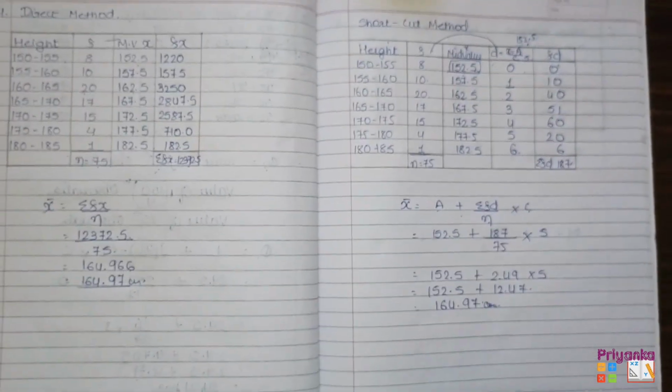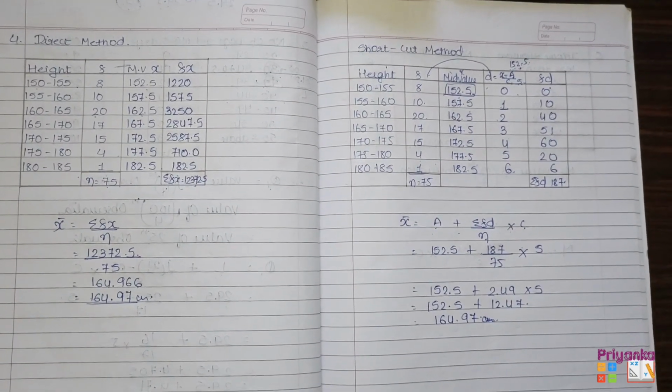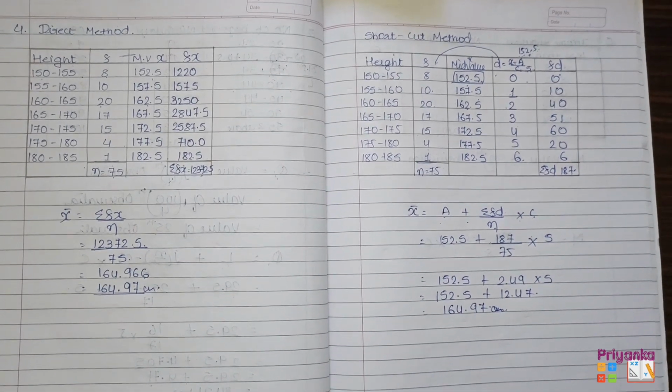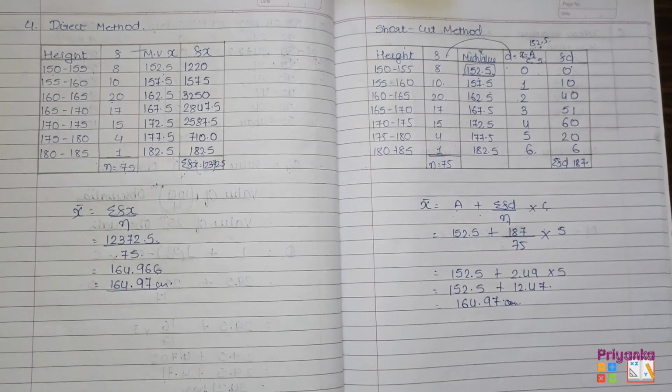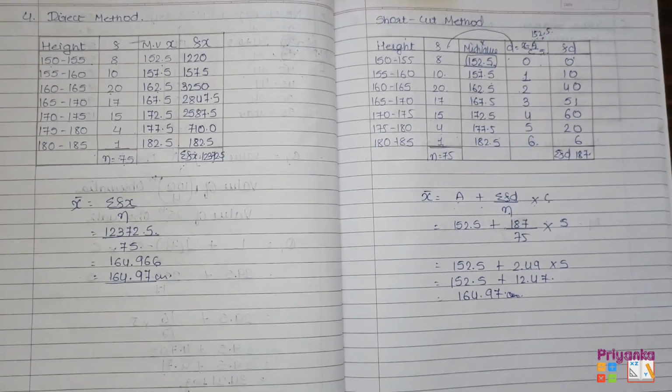So this is the solution. As you can see, in both the methods the answer will be correct, means same आएगा, दोनों का आंसर सेम आएगा. आप डायरेक्ट मेथड यूज करो या शॉर्टकट मेथड, it's up to you. Moving to the next question.